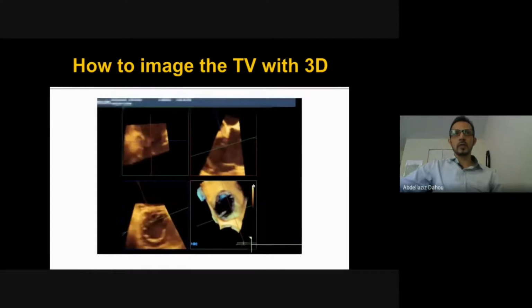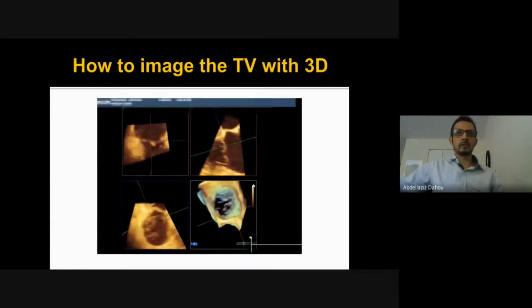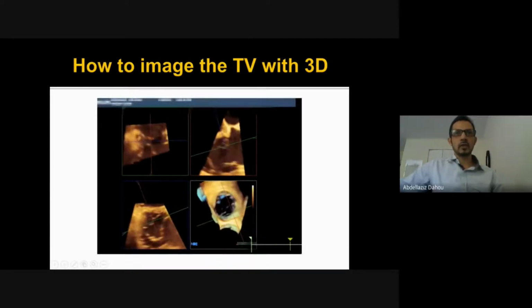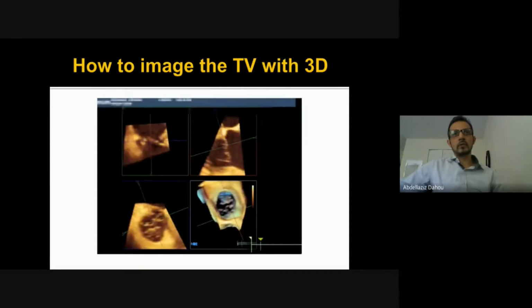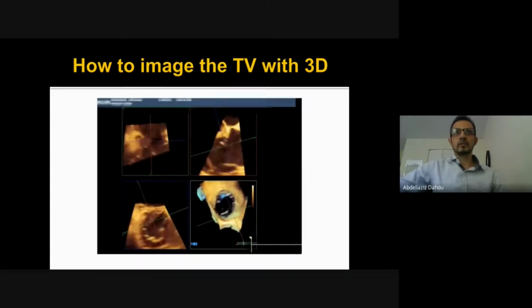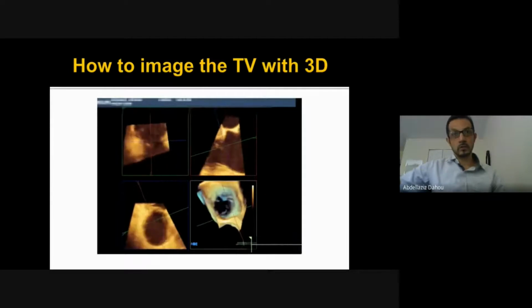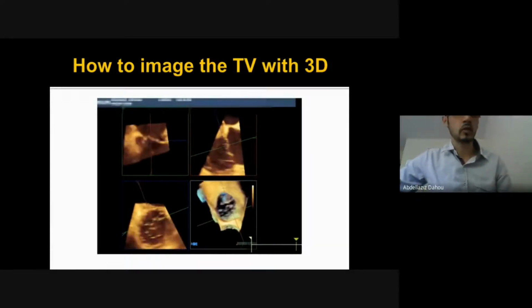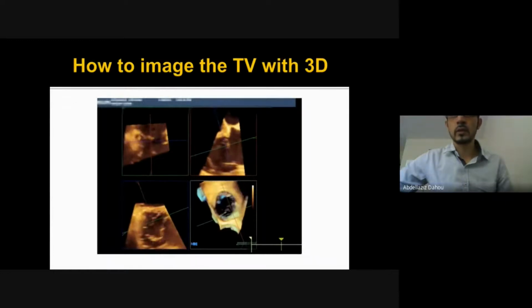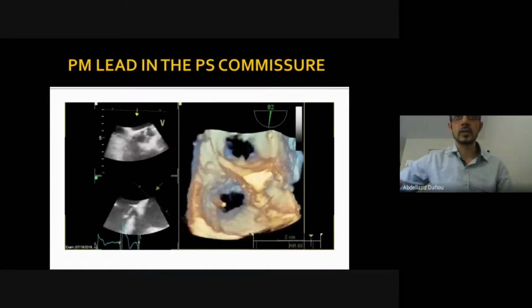An example of 3D with the reconstruction here. This is actually the 3D live, but you can do similar reconstruction. From one plane, you can get the different planes. You have septal, anterior, and posterior leaflet, and you can characterize the anatomy almost like what pathophysiologists see from a macroscopic perspective. And this is very important in the era of transcatheter devices.